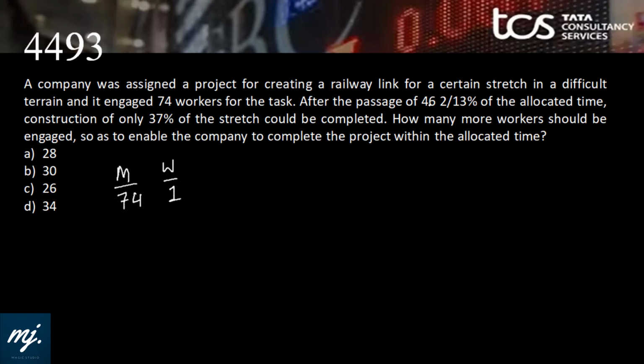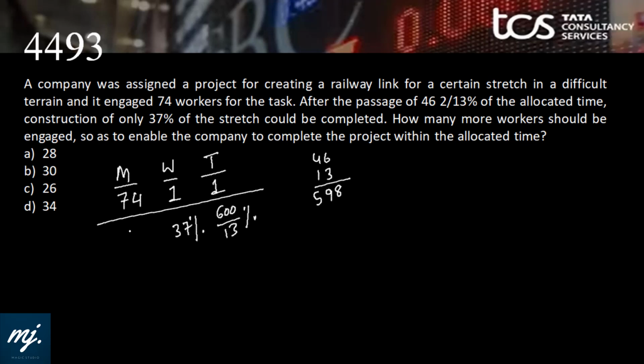After the passage of 46 2 by 13% of the allocated time, so let time be 1. 46 into 13 is 598, plus 2, that is 600 by 13% of the time. Construction of only 37% work is done by 74 people. How many more workers, that means we need to find M2, should be engaged so as to enable the company to complete the project within the allocated time?